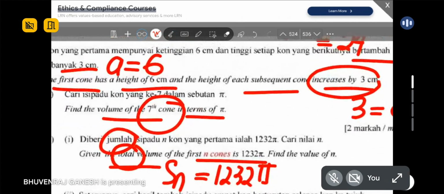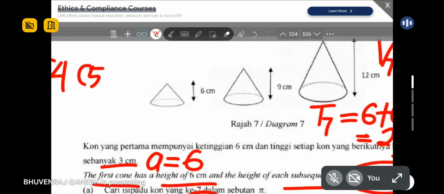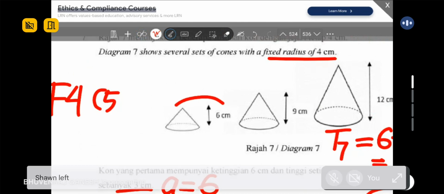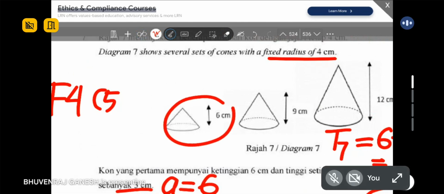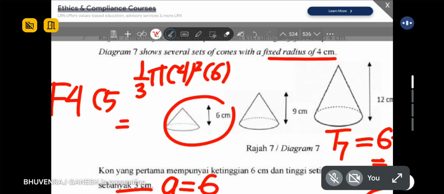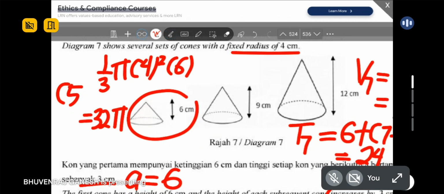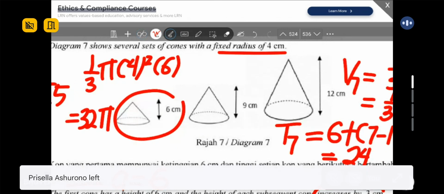So A value, now you must be careful, guys. Now they are talking about volume, isi padu. So that means you must find the volume of your first cone, because your A value now represents volume, no more height. So it's two different progressions, dua janjang berbeza. Just now was height, ketinggian, now is volume, isi padu. So you need to find out pi r square h. So this one, the volume is 32 pi for the first cone. Yeah, 32 pi. And then you must find the common difference, beza sepunya.